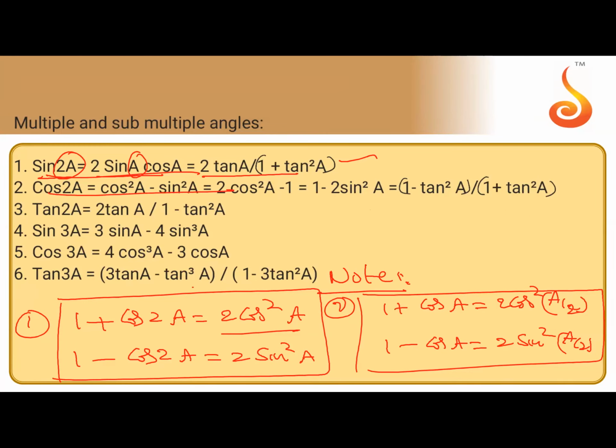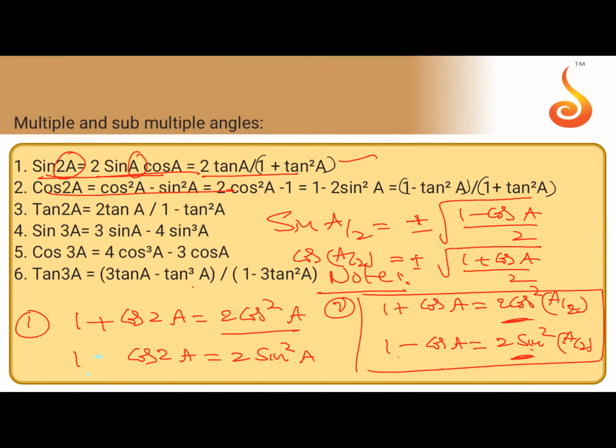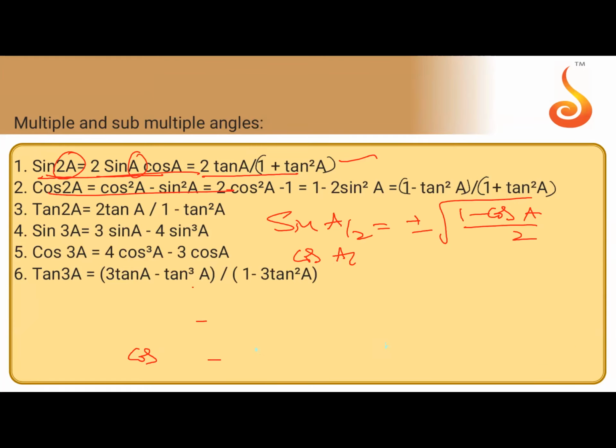We have some half angle formulas. Sin a by 2 is plus or minus root over 1 minus cos a, whole divided by 2, and cos a by 2 is plus or minus root over 1 plus cos a, whole divided by 2. Sin a by 2 comes from these two formulas, sin square a by 2 equals 1 minus cos a by 2, so sin a by 2 is plus or minus root over 1 minus cos a by 2. And what about tan a by 2? You can divide both, and you'll get tan a by 2. These are all half angle formulas.